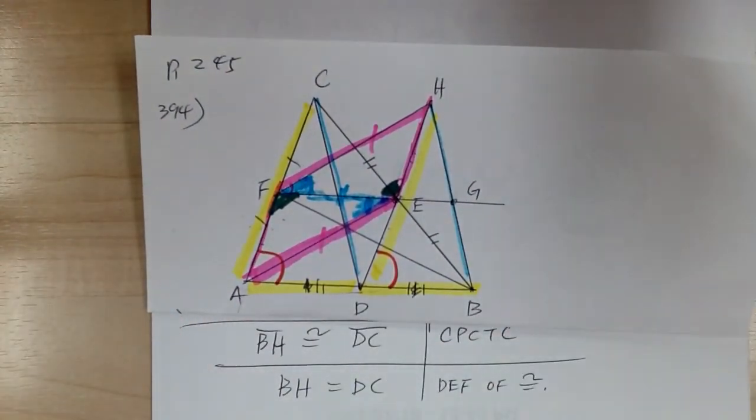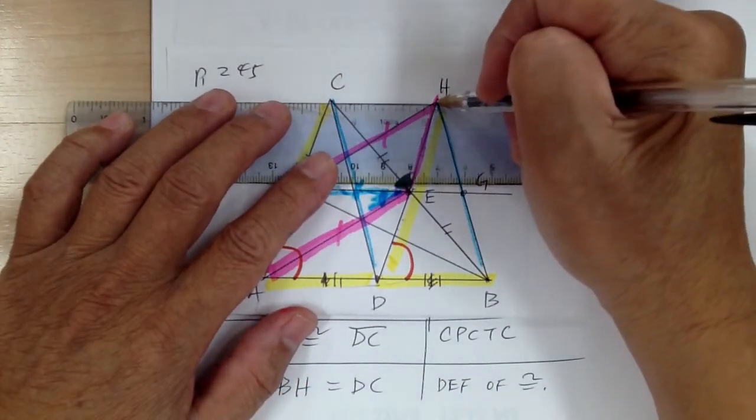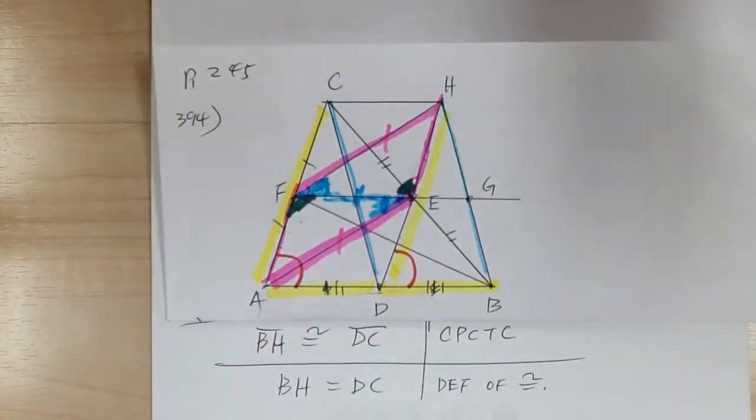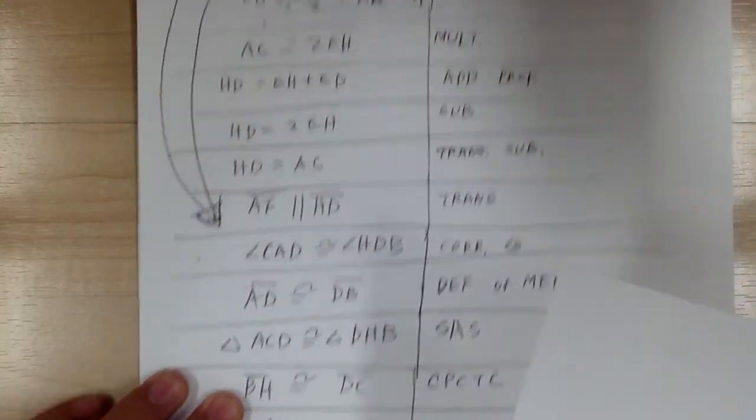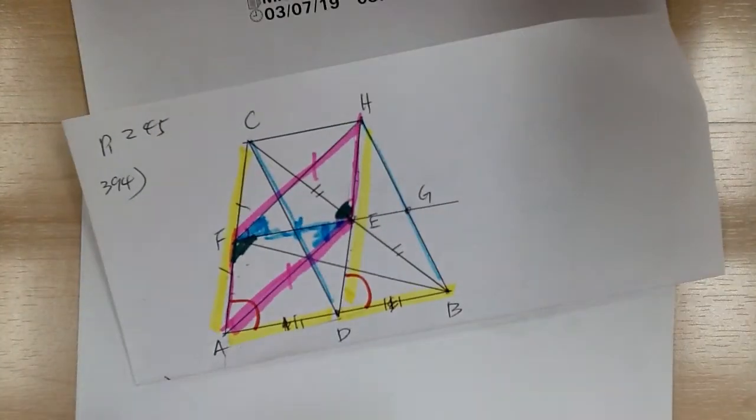So basically what you have is a trapezoid, like this. If you draw it, you get a trapezoid. So now let's go to part 3.